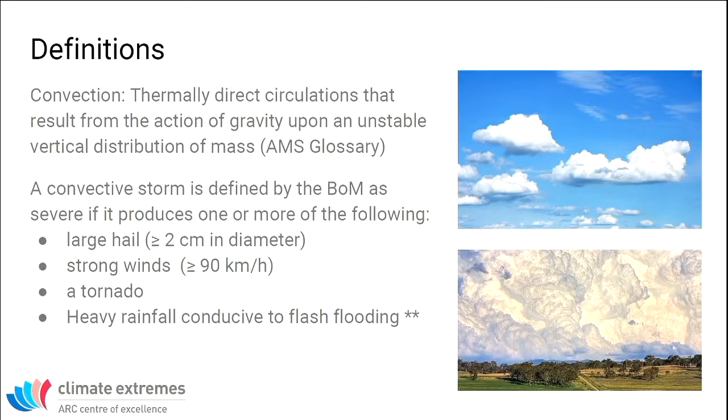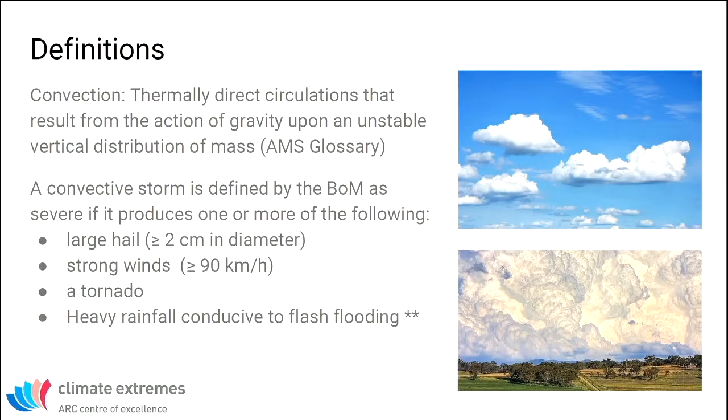Anything from your typical fair weather cumulus up to towering cumulonimbus storms. But these are the ones we're interested in here, really. From the point of view of a severe convective event, this is a definition that's fairly universal. This is what the Bureau defines as a severe convective storm: one which produces one or more of large hail, bigger than 2 centimeters in diameter, strong winds.